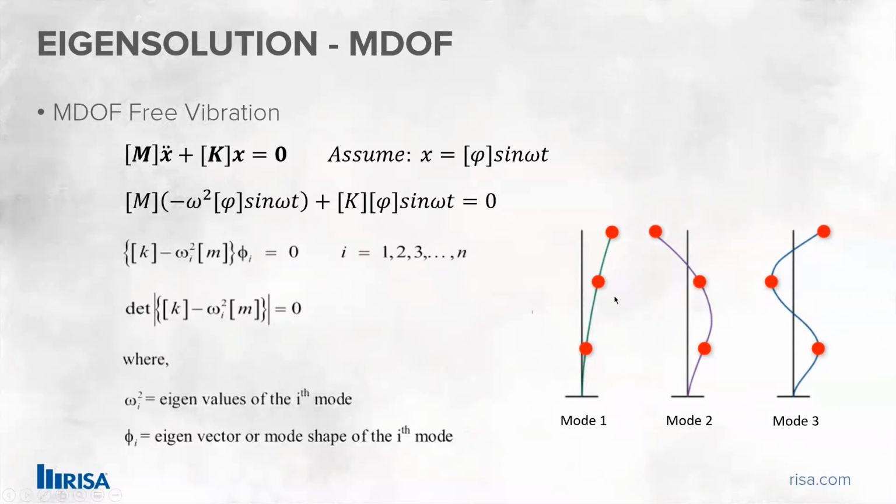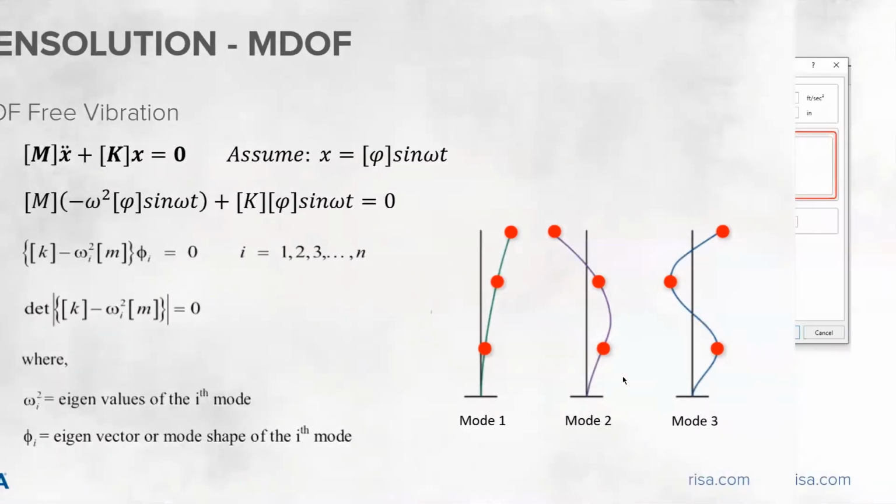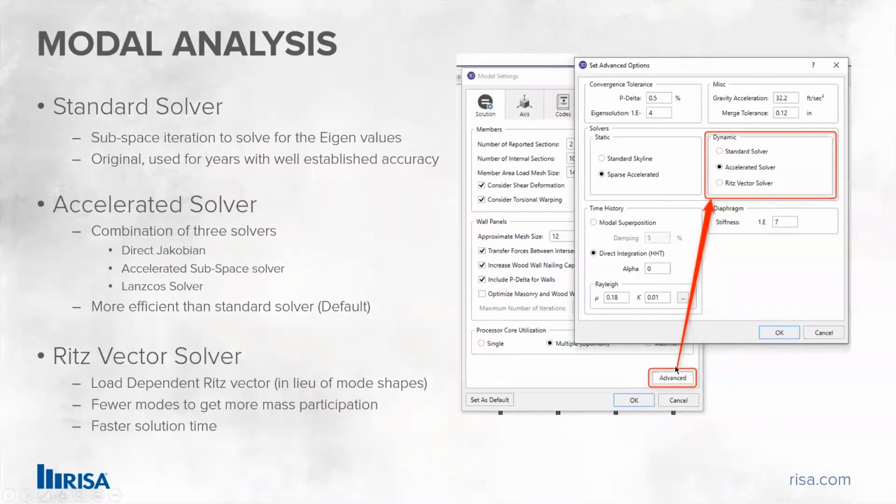So in RISA-3D, we can perform the modal analysis to get the period and the natural frequency of the structure once you model it. In RISA, we actually have 3 different dynamic solvers to obtain that. We have the standard solver, which has been there for many years, and it has been proved to be very efficient and very accurate in getting the period and frequency of the system.